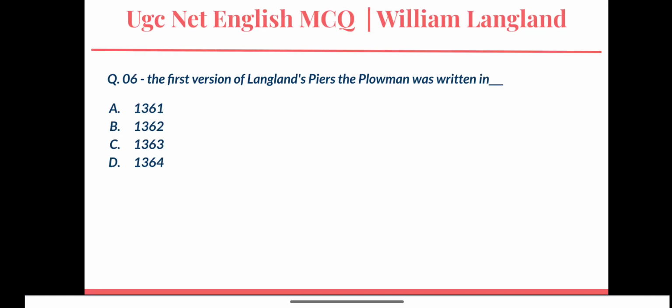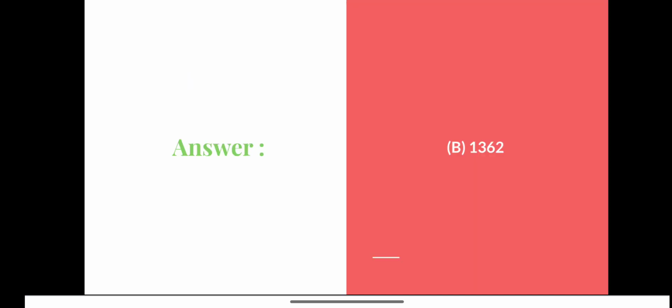The first version of Langland's Piers the Plowman was written in option A 1361, option B 1362, option C 1363, or option D 1364. Okay, so the first version of Langland's Piers the Plowman was written in 1362, which is option B.